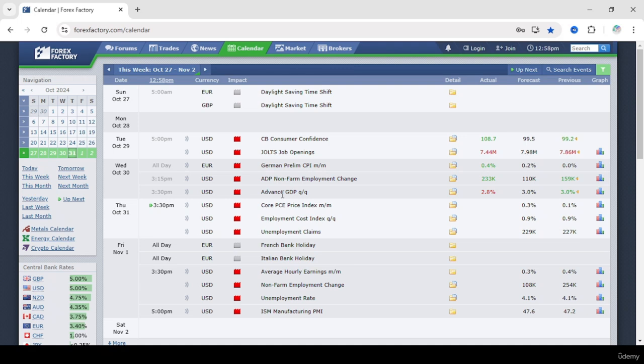So the economic calendar helps us to anticipate what the market may do, because essentially we said that the smart money's aim is to manipulate the uninformed money.